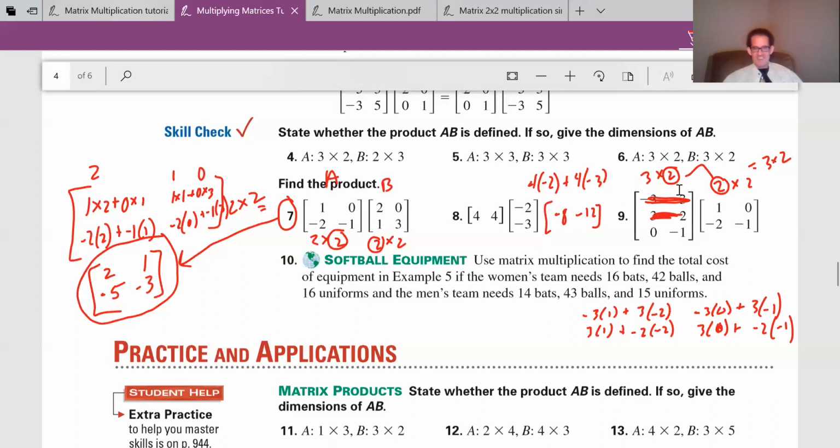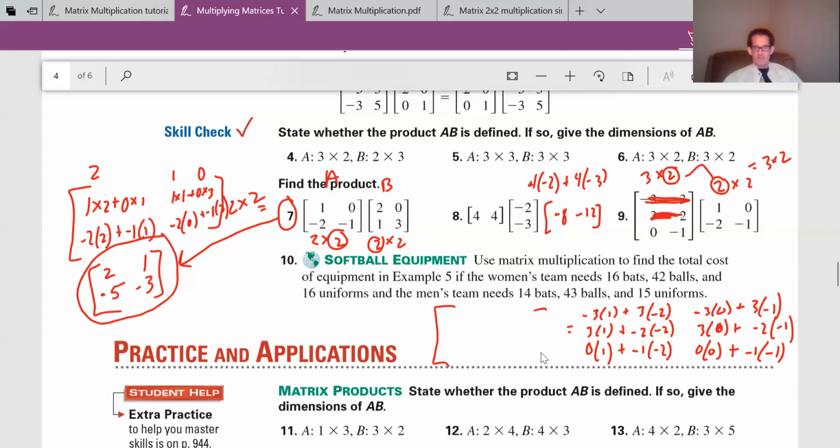Last row. So I have 0 times 1. Okay? And then I have negative 1 times negative 2. Okay? Now I have to do the next column. 0 times 0. Okay? And plus negative 1 times negative 1. Okay, so I have to simplify this to find my answer.